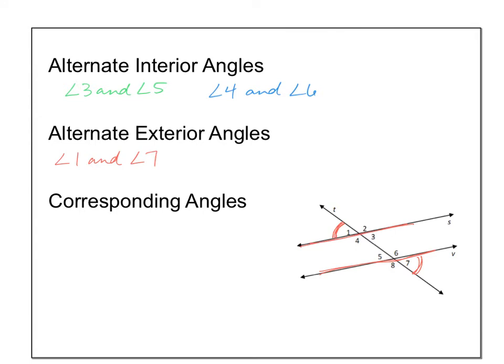Can you name the other pair? If you're thinking angle 2 and angle 8, this angle, and this angle are another pair of alternate exteriors.